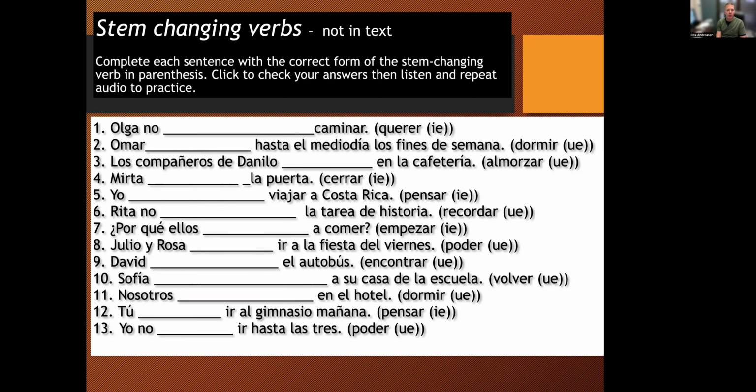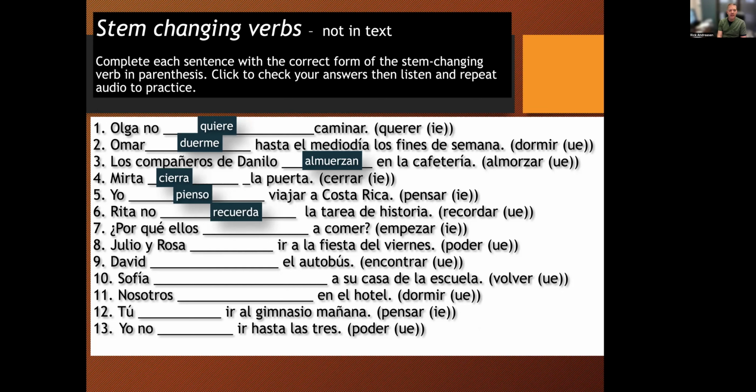Okay, aquí vamos. Número 1. Olga no quiere caminar. Número 2. Omar duerme hasta el mediodía los fines de semana. Número 3. Los compañeros de Danilo almuerzan en la cafetería. Número 4. Mirta cierra la puerta. Número 5. Yo pienso viajar a Costa Rica. Número 6. Rita no recuerda la tarea de historia.